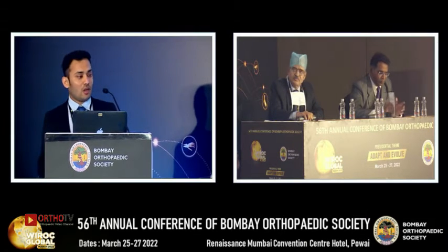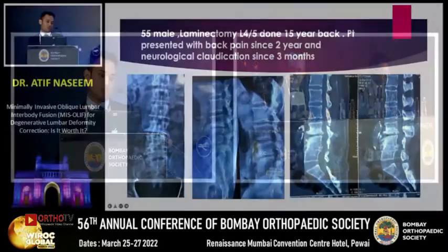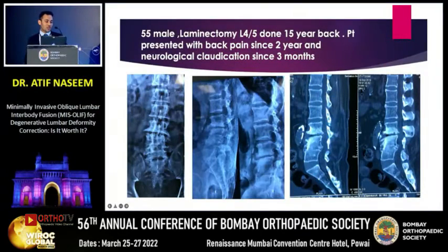Hello everyone. So you see the 55-year-old male came to us with chronic back pain since 2 years and neurological claudication since 3 months. Patient had history of laminectomy L4, L5 done some 15 years back. We can see on radiology degenerative scoliosis, loss of lordosis and adjacent segment degeneration at L3, L4.